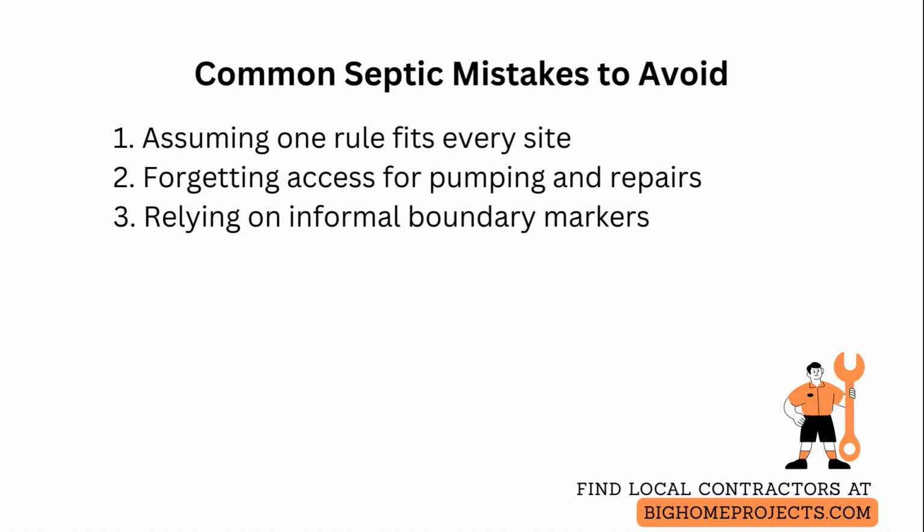Common mistakes include assuming one rule fits every site, which fails when soil, slope, or groundwater change the required distance. Fix this by ordering basic soil tests and checking seasonal high water marks before designing the layout.